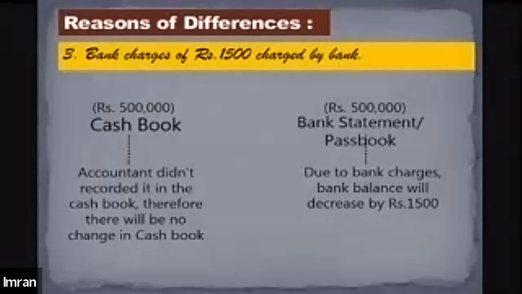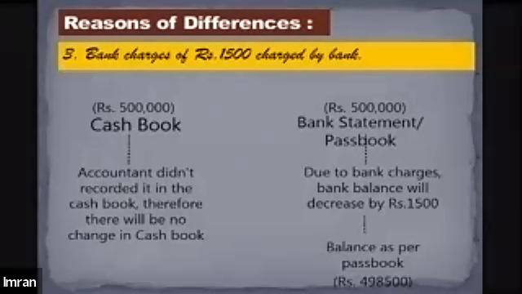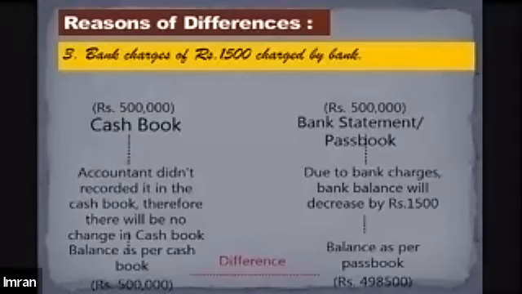So at the end of the month, when we actually compare the cash book and passbook, we will find that the passbook is showing a balance of 4,98,500. On the other hand, the cash book will still be showing the same balance, which is 5 lakh. So it clearly means that there is a difference arising. And because of this difference, in order to rectify it, we need to prepare the bank reconciliation statement.